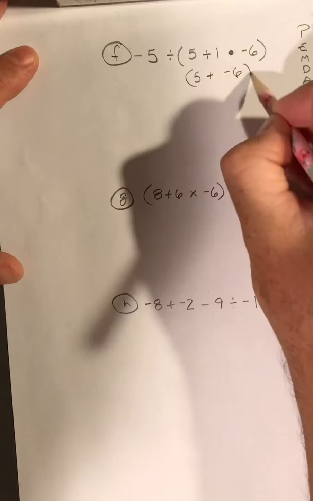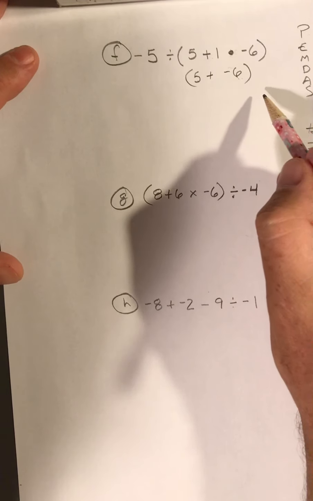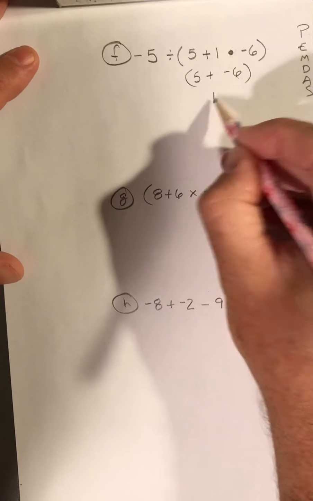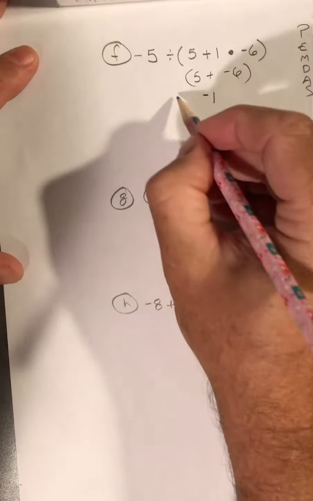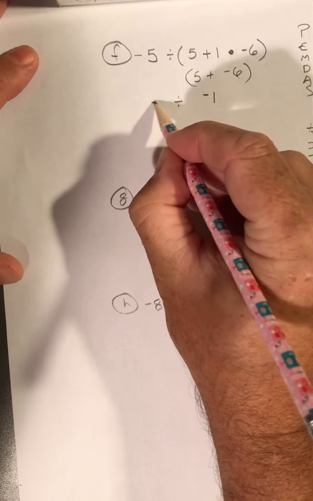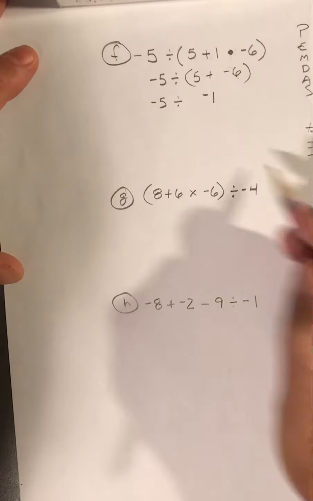Bring everything else down. And when I'm adding a positive and negative, I have to subtract. So 6 minus 5 is 1, and I keep the sign of the larger absolute value. And I bring everything else down here. I should have brought that down here. Sorry about that. Now I'm dividing.